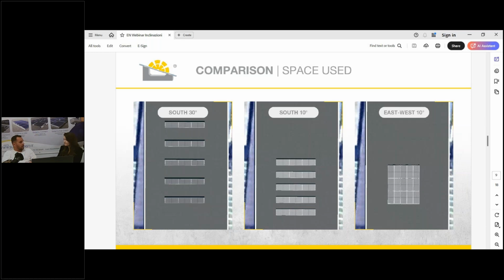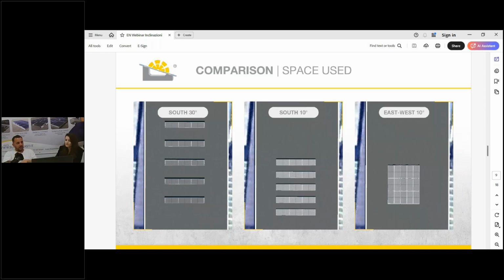That's it. If you want to go east-west, it's always something that we suggest to our client when they don't have an exact number. They say, okay, you want to put me the maximum, right? So we say, okay, with south, you go with this number. With east-west, we can place many more, and you can increase the production.